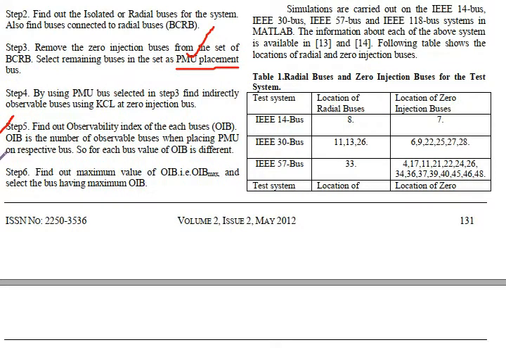In the next step, number 6, find out the maximum value of the OIB and select the bus having the maximum OIB. So sort all the buses in descending order, and select the first one, which has the maximum observability index.